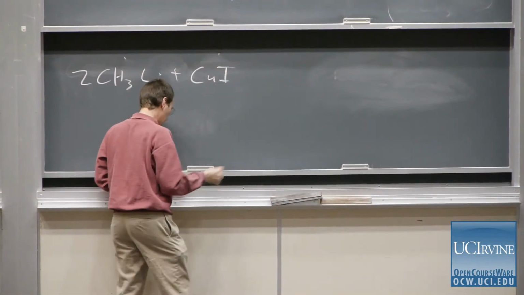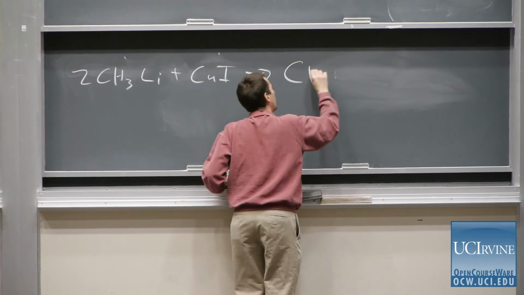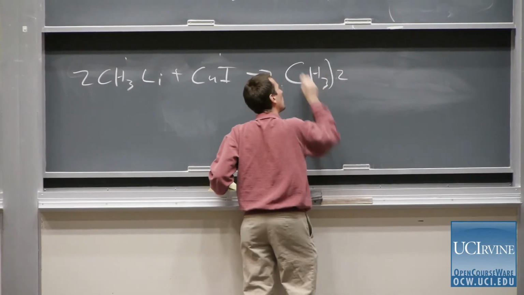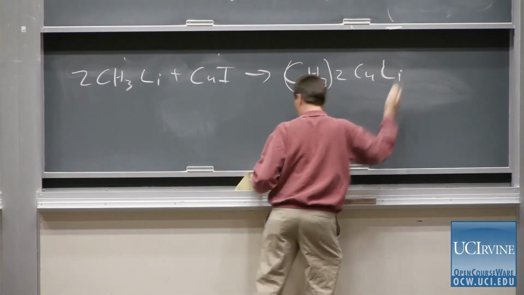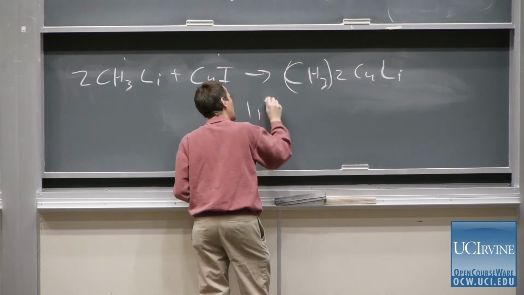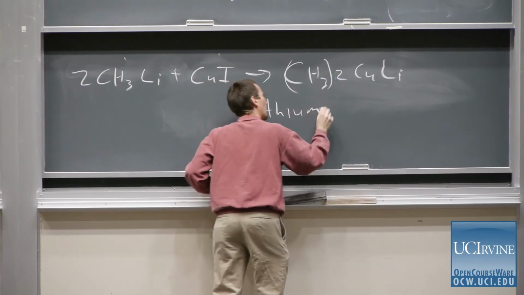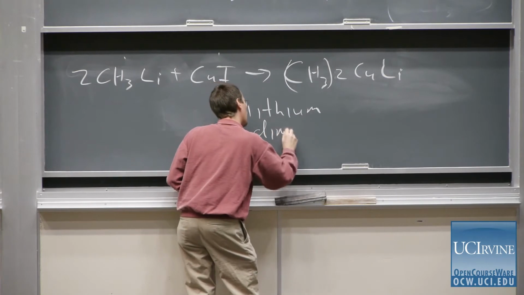And organocuprate reagents can be made by the reaction of 2 equivalents of methyl lithium with copper iodide to give you (CH3)2CuLi, which as I said is called lithium dimethyl cuprate.